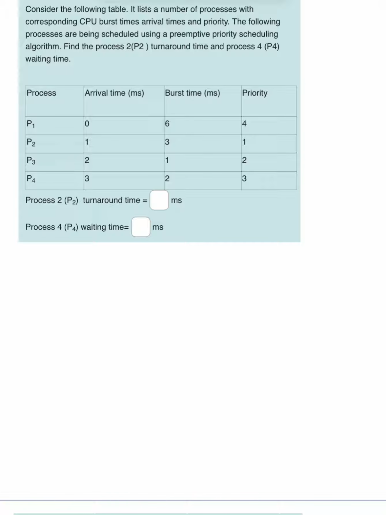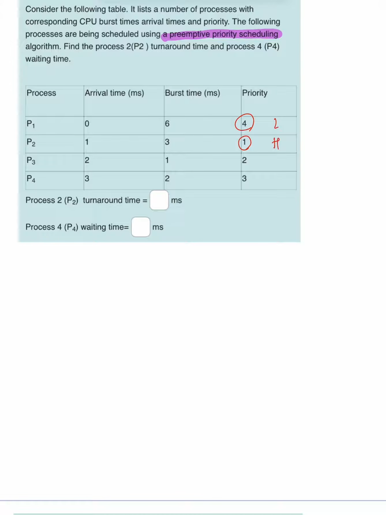Remember that the least number, which is 1, shows the highest priority and the greatest number, which is 4, shows the lowest priority. So the order and the rank of priorities are 1, 2, 3 and 4. Also, this is preemptive priority scheduling algorithm. It means that at any given time, when a new process arrives, we can stop the current process running and switch it with the new process with the higher priority.